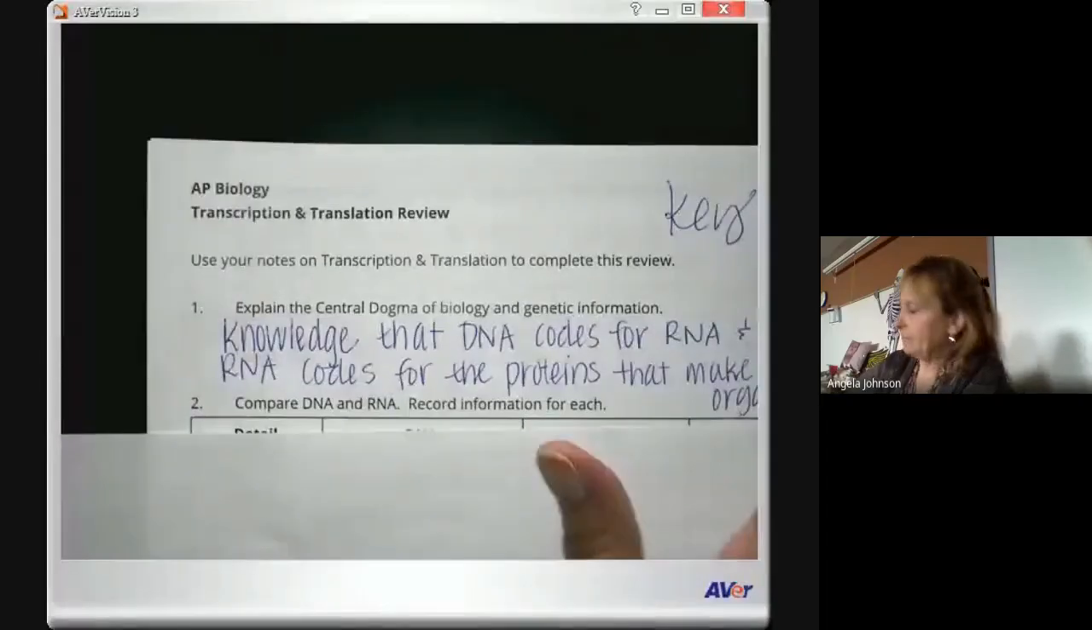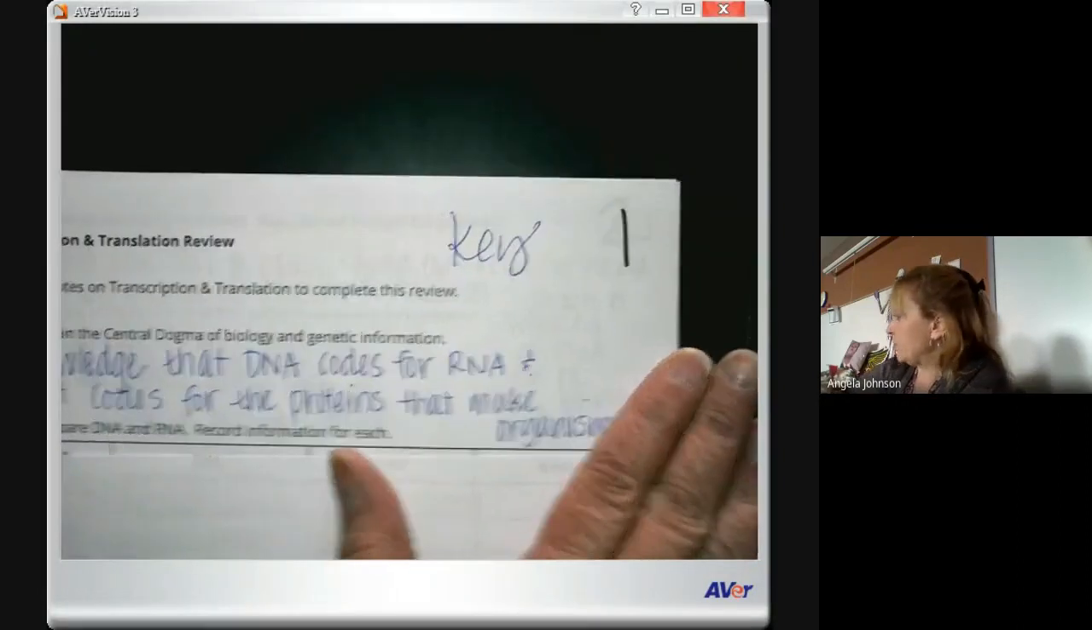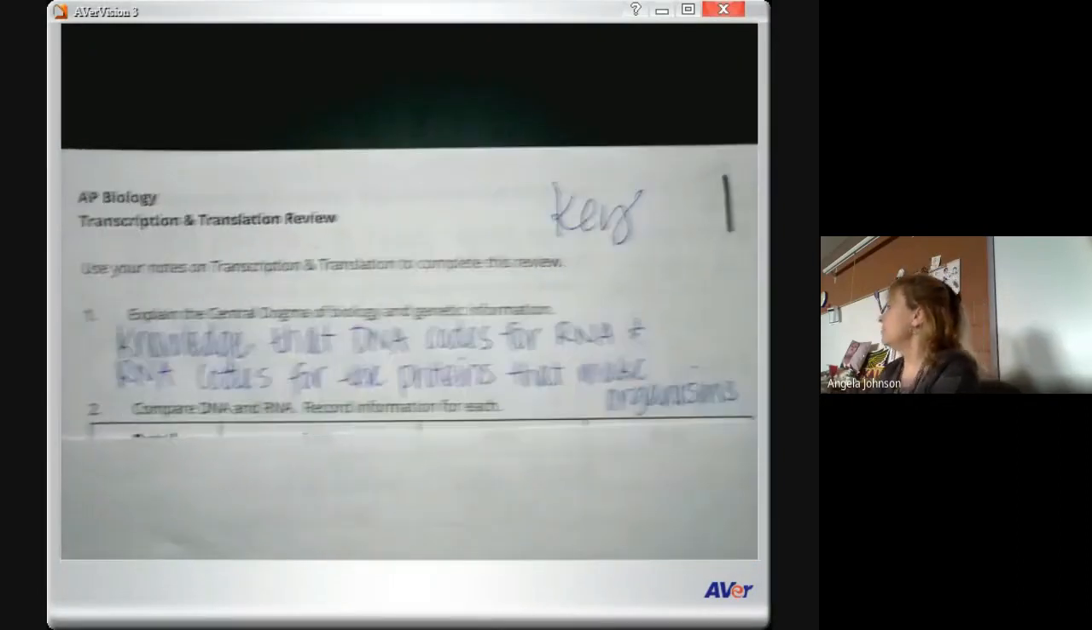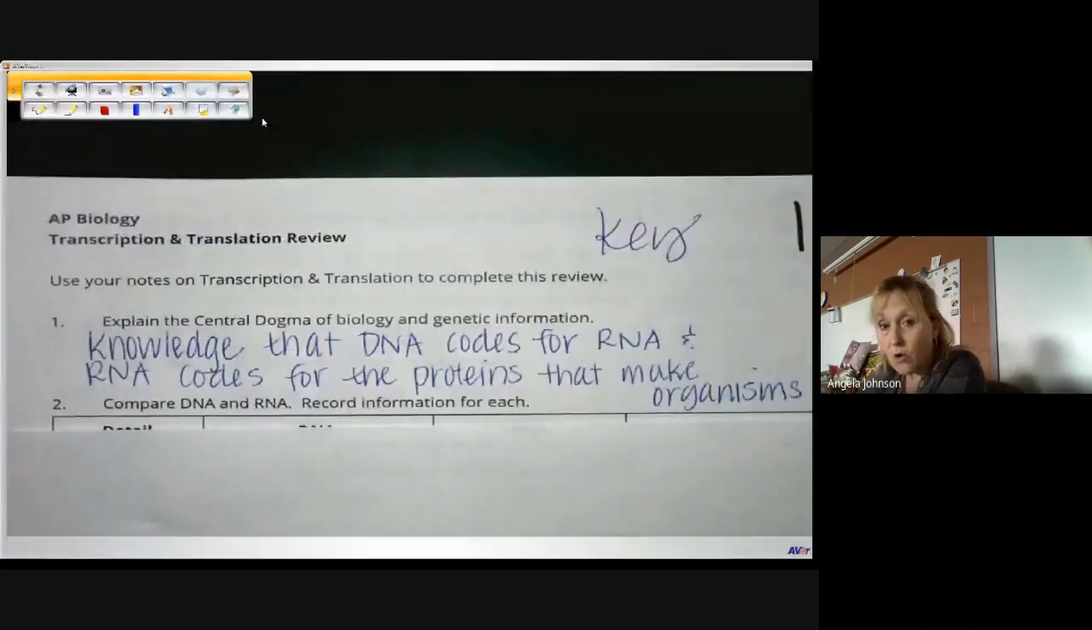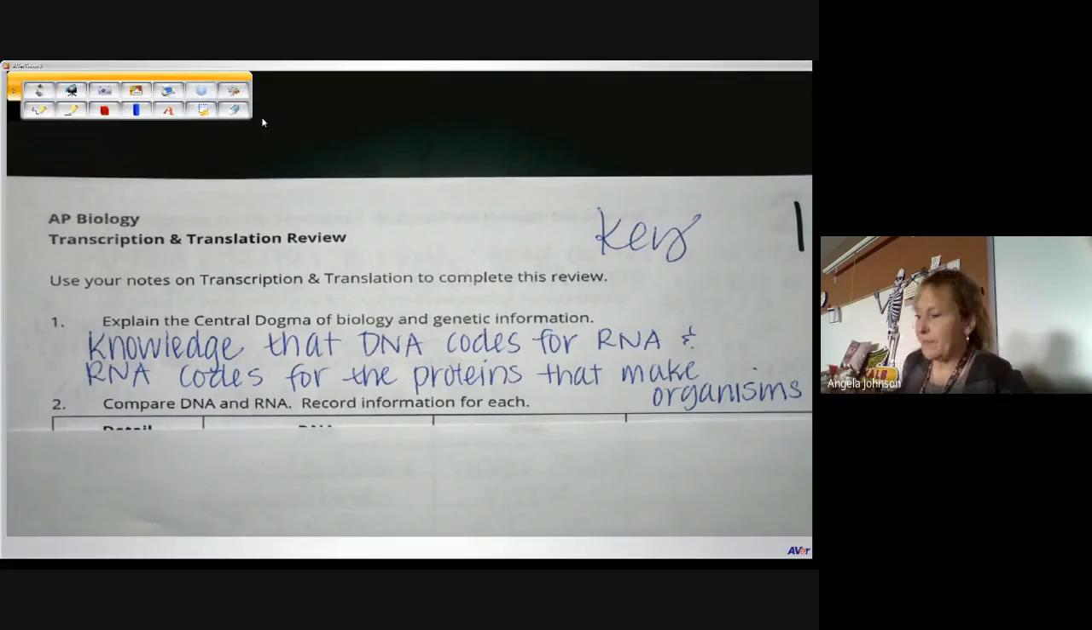This is the review for transcription and translation, and you should have that. You have either the blank one or you have the one that's completed. Either one you could type on, you could annotate on it, you could jot notes down on a piece of paper, whatever you want, but this would be really good for you to use to study and maybe have it ready when you're taking the quiz.